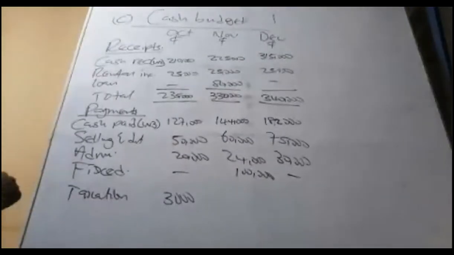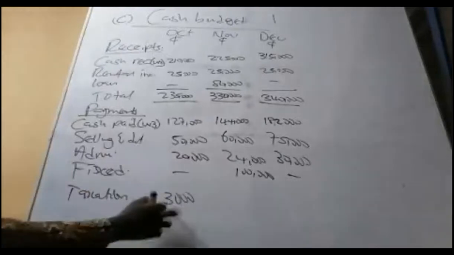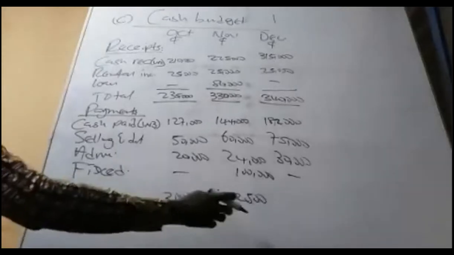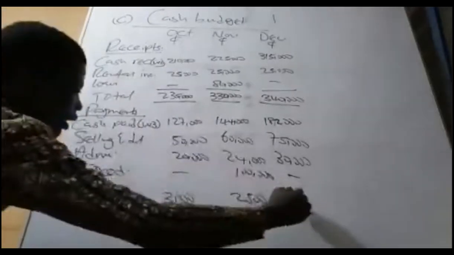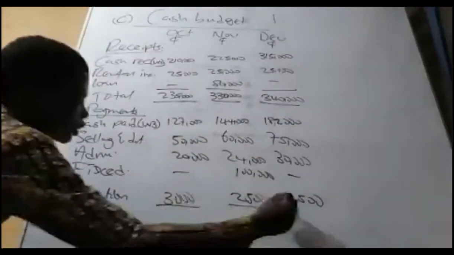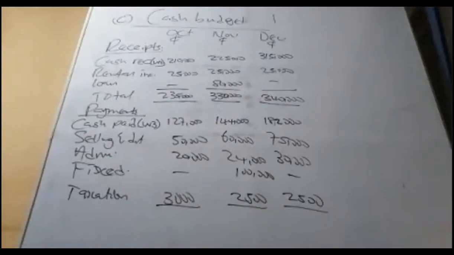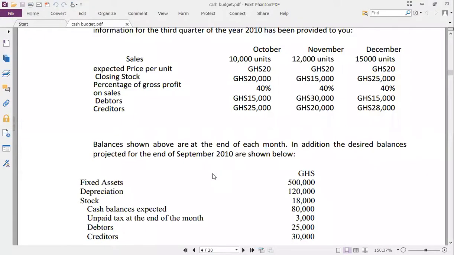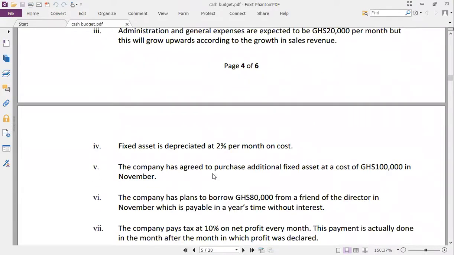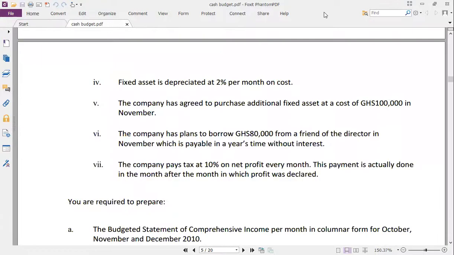The October tax will be paid in when? November. October tax, you have 2,500. November tax, you have 2,500, to be paid in December. December will be paid in January. Then put all of this together, and that's the end of the cash budget. But before that, scan through the question and see if you picked all the items, all the footnotes. Admin, we've done that. Fixed asset, we've done that.